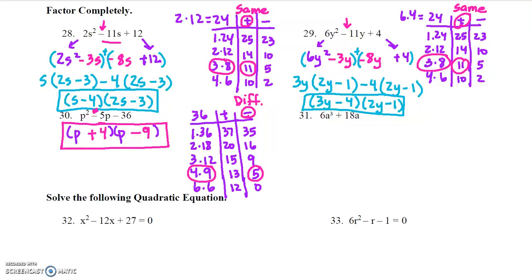Okay, number 31. Again, we're factoring. It looks like I have a greatest common factor. Looks like I can factor out a 6 out of both of those. And then I have a cubed and I have a, so that means I can factor out an a. So 6a times what is going to give me 6a cubed? I am missing a squared. Plus 6a times what will give me 18a? So I am missing a 3. And I am done.